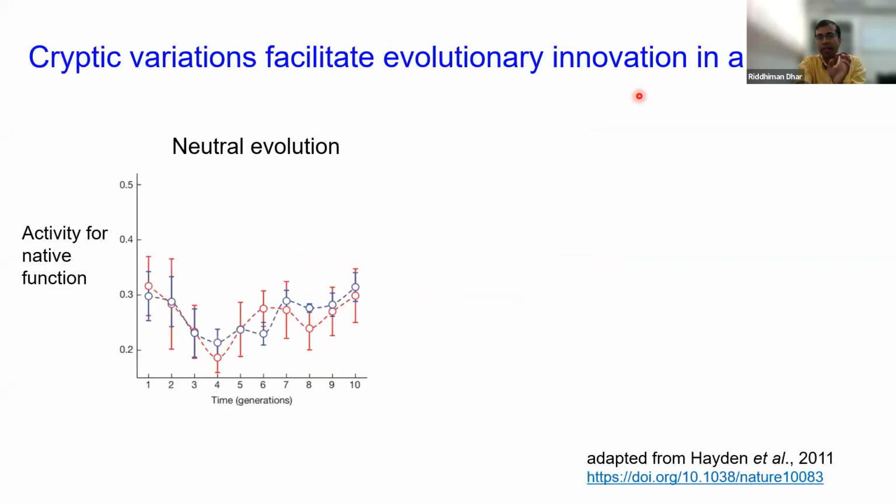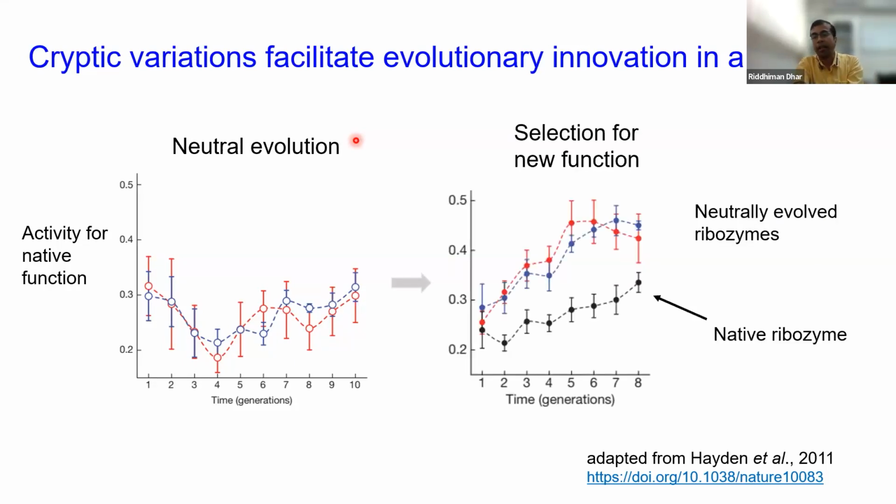So this idea has been tested in ribozymes and proteins. I'll show the results from this work, which was done on a ribozyme by Hayden et al. in 2011. What they did is they evolved this ribozyme population in their native environment, which means they were selecting for the native function of that ribozyme. They performed several rounds of this neutral evolution where the ribozyme molecules were accumulating mutations, but there was no change in function. Subsequently, they selected these ribozymes in new environmental conditions. So they imposed selection for a new function.